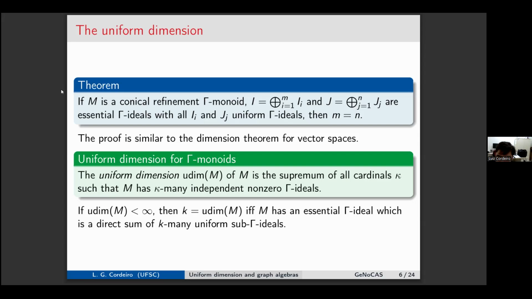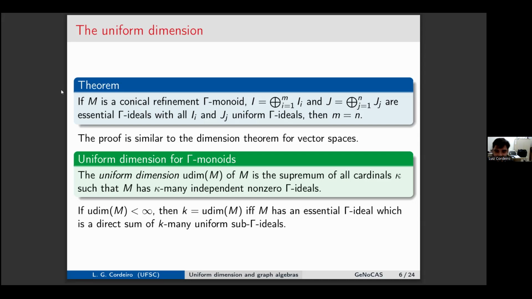Okay. So essentiality is an ambient property. Yes, it's an invariant. Whereas uniformity is a standalone property, right? The ideals are uniform if, as gamma monoids on their own, they do not have non-trivial essential ideals. And so we have to be a little careful here, right?